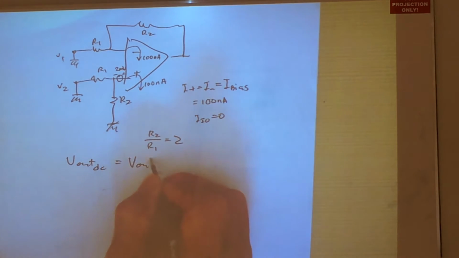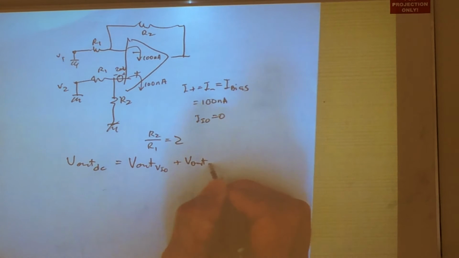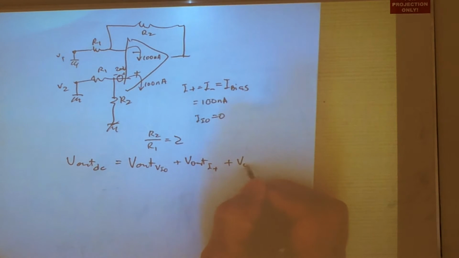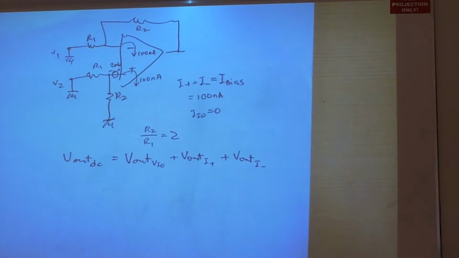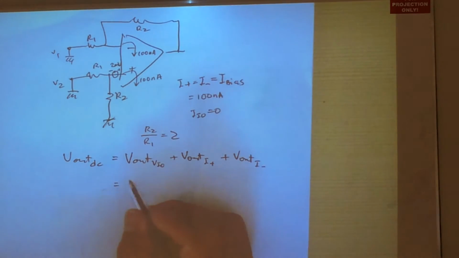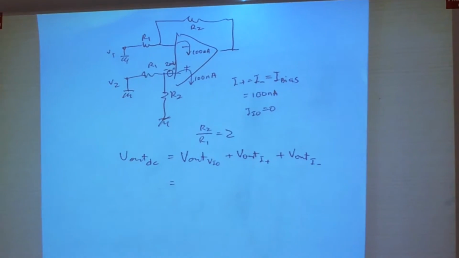So V out due to V offset, plus V out due to I plus, plus V out due to I minus. So this is what we want to find out, that is, at the output due to these three DC components. So let's take a look at how we evaluate it. So V out, when we are dealing with V offset, I plus and I minus are 0.